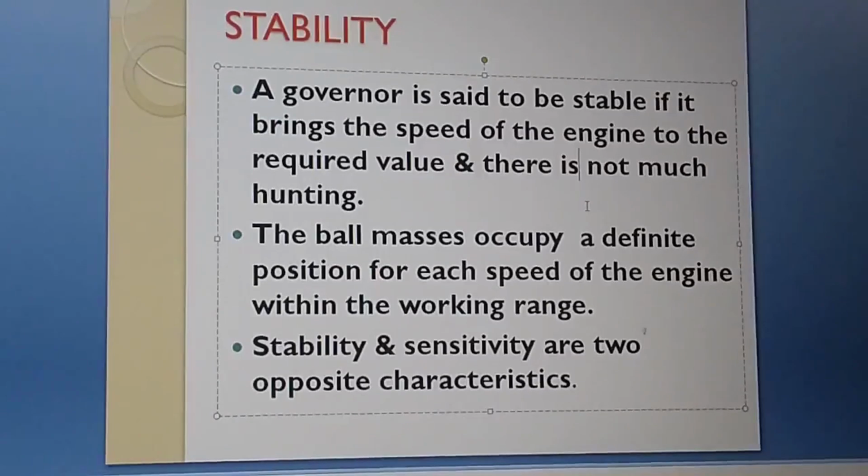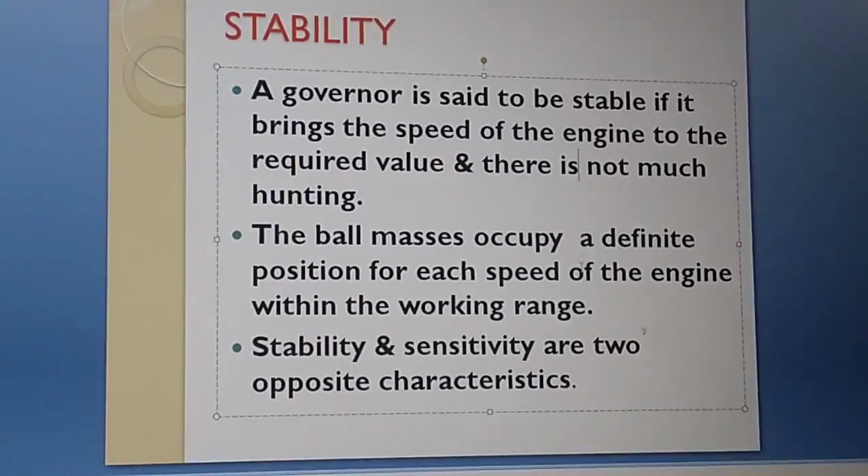So a governor is said to be stable if it brings the speed of the engine to the required value and there is not much hunting, and the ball masses occupy a definite position for each speed of the engine within the working range. And obviously the stability and the sensitivity are two opposite characteristics and very important also for the governor. So that's all for the day. Thank you.